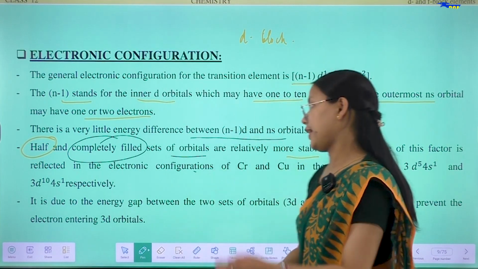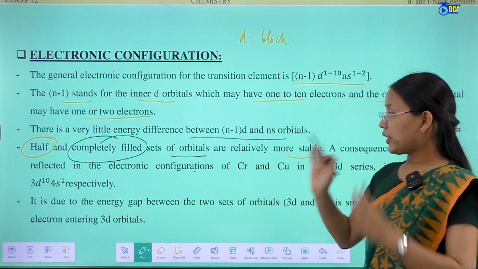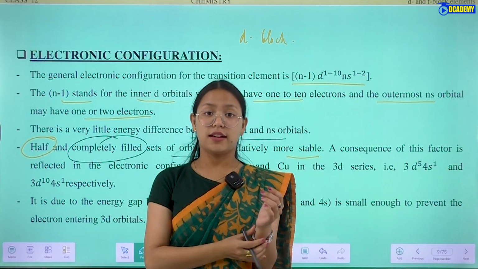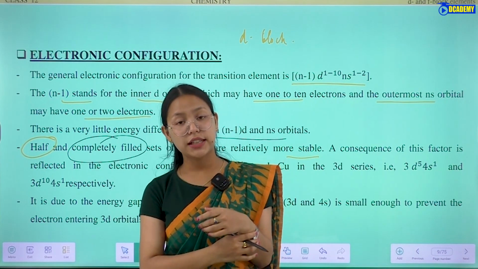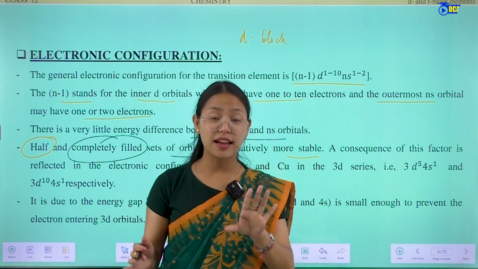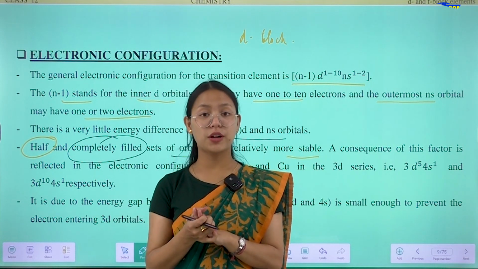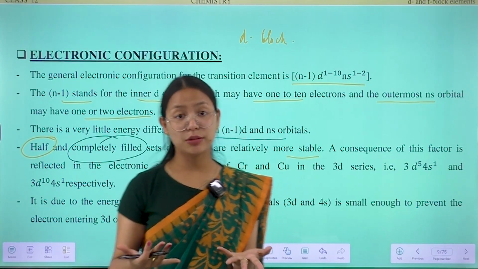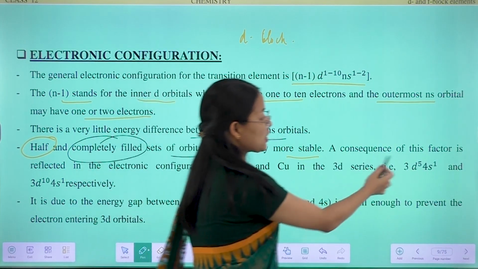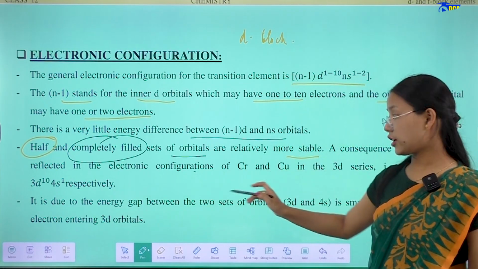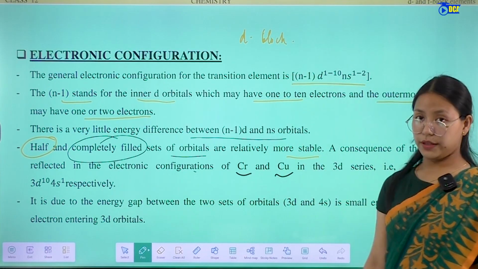Zinc, cadmium and mercury have 10 electrons in the d orbital, so they are not considered as transition elements. A consequence of this is reflected in the electronic configuration of chromium and copper.